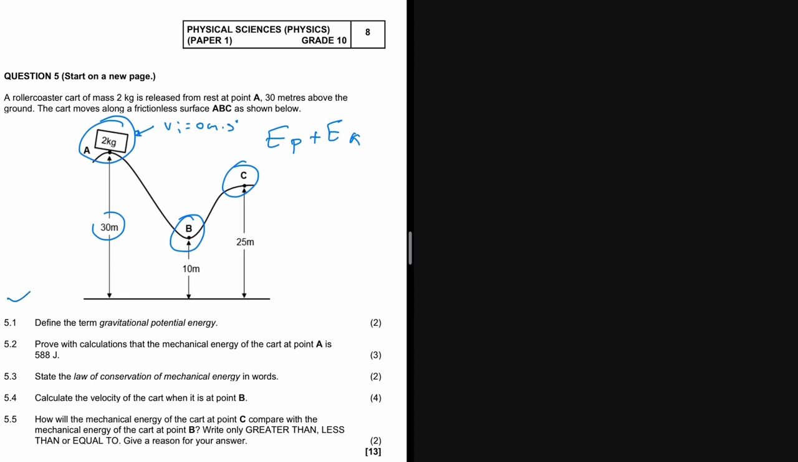If we now go on and answer 5.1, it says define the term gravitational potential energy. Remember, gravitational potential energy is just the energy due to height.